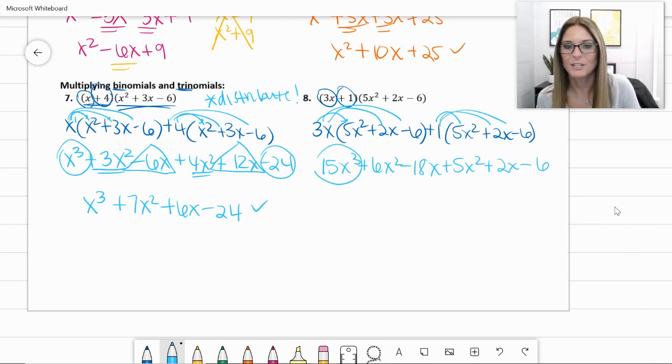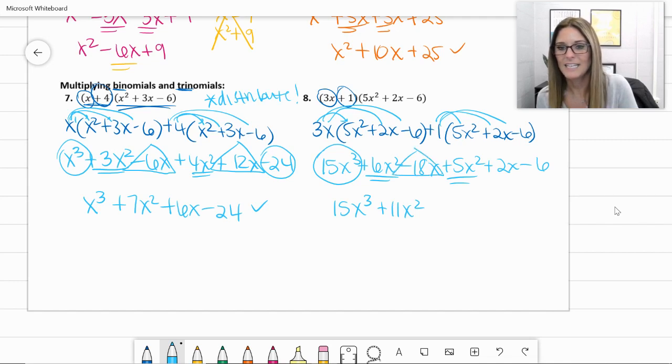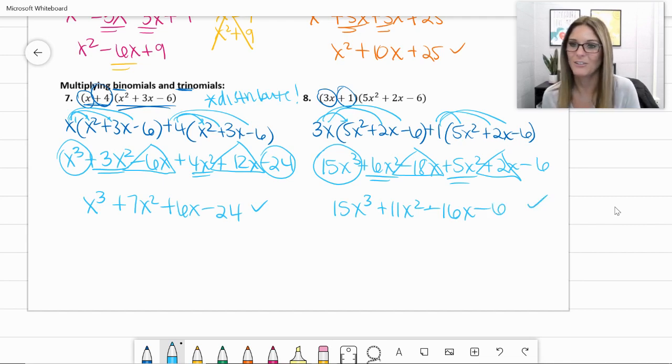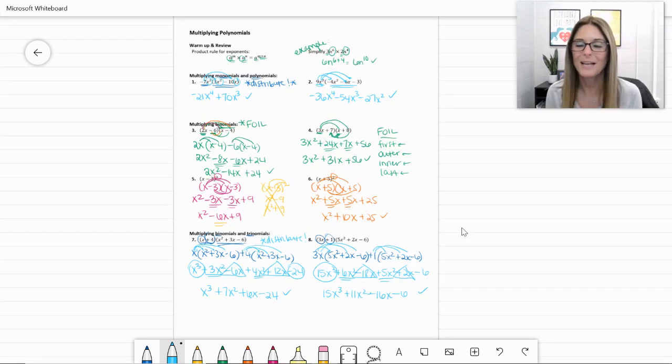Work through to combine like terms. We only have a 15x cubed term. Then we have 6x squared that we can combine with 5x squared to give us 11x squared. We have a negative 18x and a positive 2x to give us a negative 16x. And do not forget your minus 6 constant. Final answer.